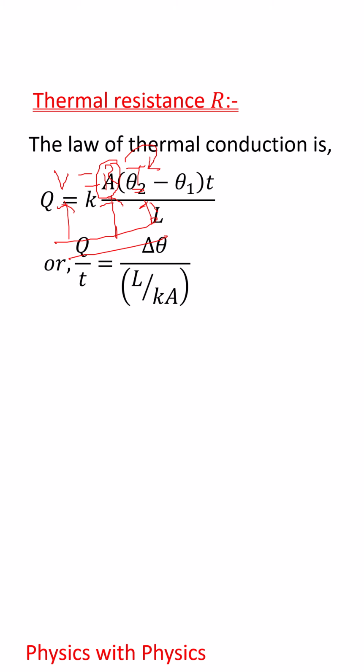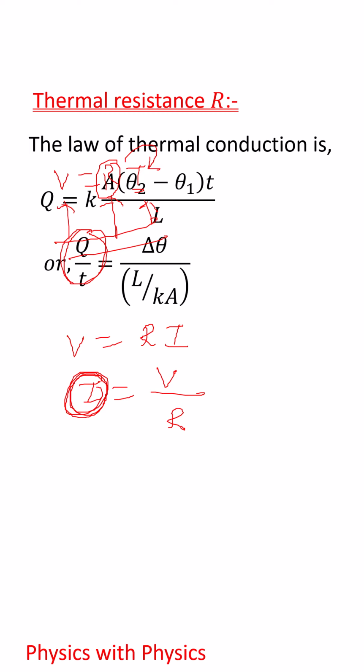Now this is analogous to the formula V equals IR. Here we say I equals V by R, and here I flows. I is the flowing parameter, and here Q by t is the flowing parameter. Similarly, V pushes I. Similarly, the temperature difference pushes the heat energy. That's why there is an analogy between electrical resistance and thermal resistance.